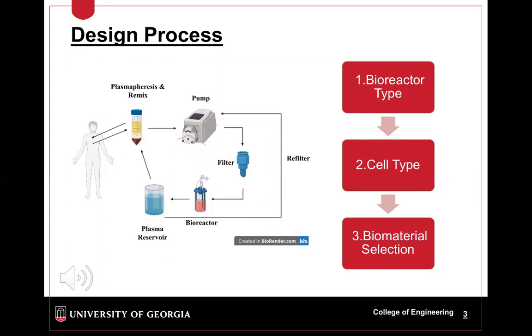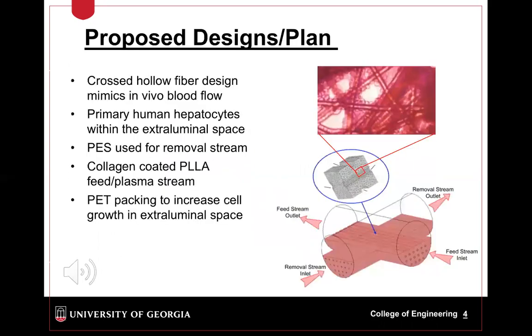Using our design matrix, a hollow fiber bioreactor was selected as it has a large surface area to volume ratio, efficient exchange of nutrients, and immune isolation. From our biomaterials, we picked PES with a collagen-coated PLLA, a high-performance engineering thermoplast. The final bioreactor design is a cross-hollow fiber bioreactor containing primary human hepatocytes in the extraluminal space.